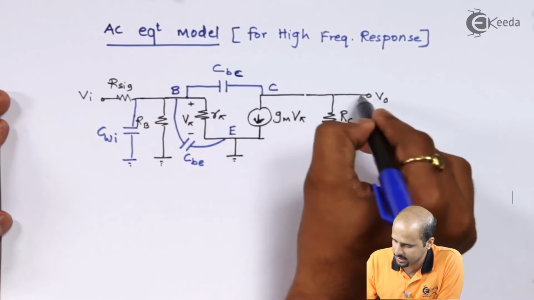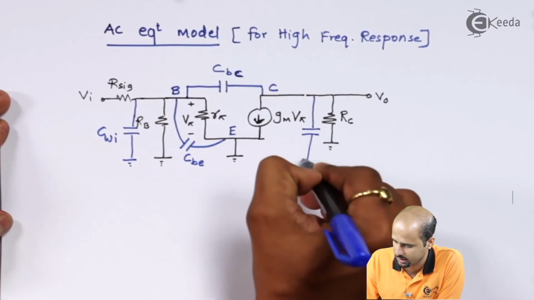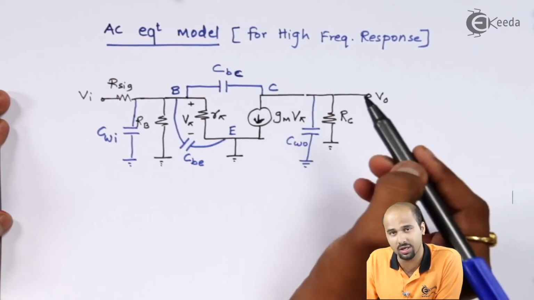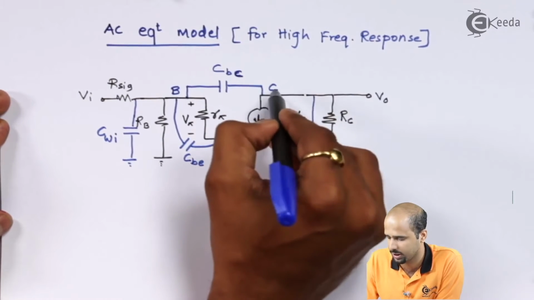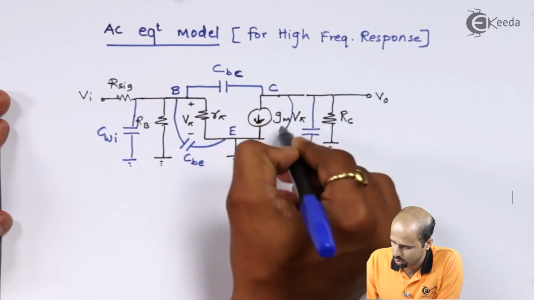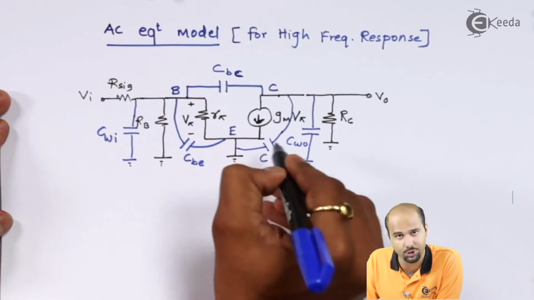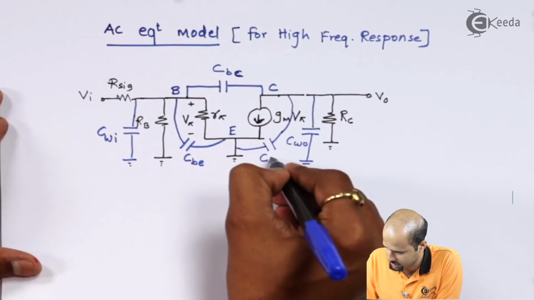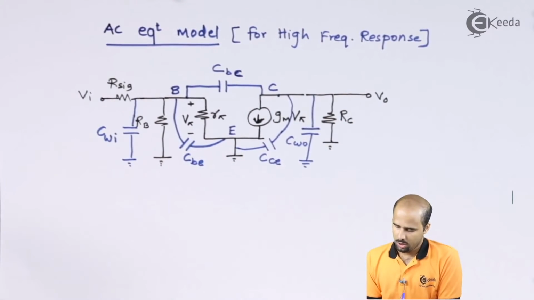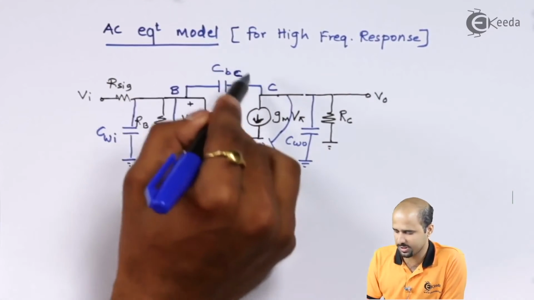As far as output capacitances are concerned, we will draw a small wiring capacitance, that is CWO, first, and then we'll also have one more capacitance connected from C to E. It looks like a beautiful mess over here. So let's see this CCE. All done. Now the critical part is this CBC.